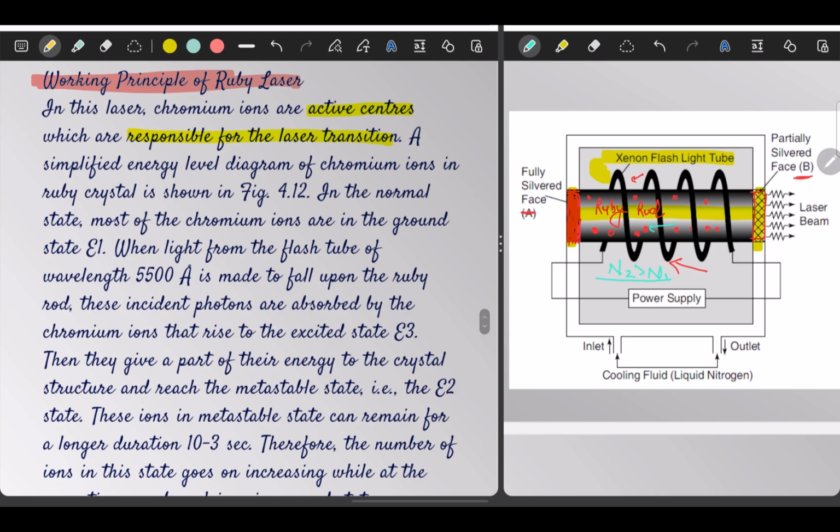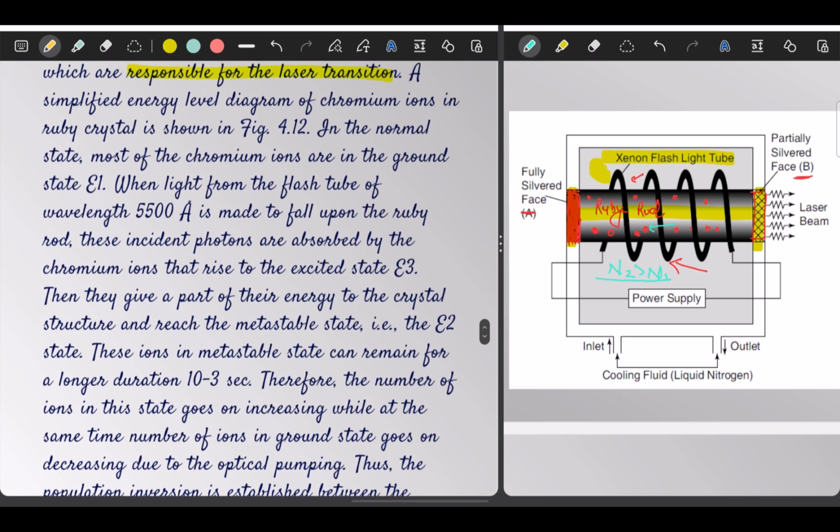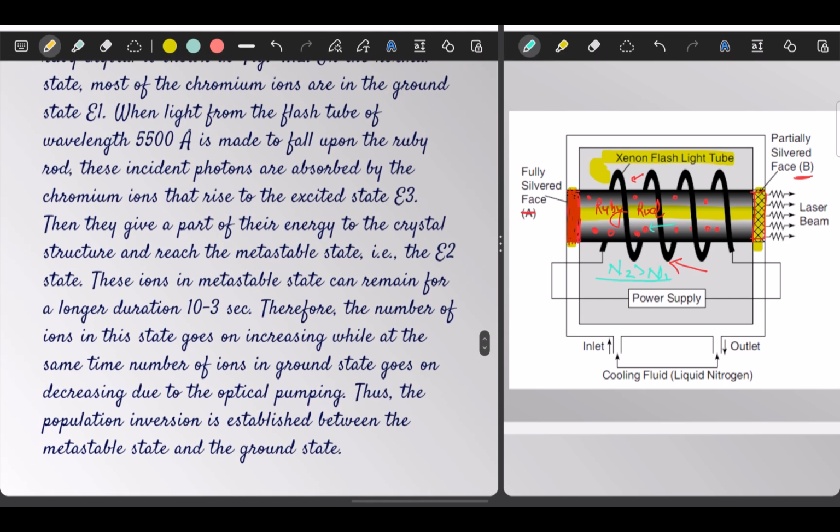The same thing we have written here: in this laser, chromium ions are the active centers which are responsible for the laser transition. So in the normal state most of the chromium ions are in the ground state, that is, the E1 state. When light from the flash tube of wavelength 550 angstrom is made to fall upon the ruby rod, these incident photons are absorbed by the chromium ions, which rise to the excited state E3. Then they give a part of their energy to the crystal structure. It means a very small part of their energy is given to the crystal structure and they reach the metastable state, that is, the E2 state.